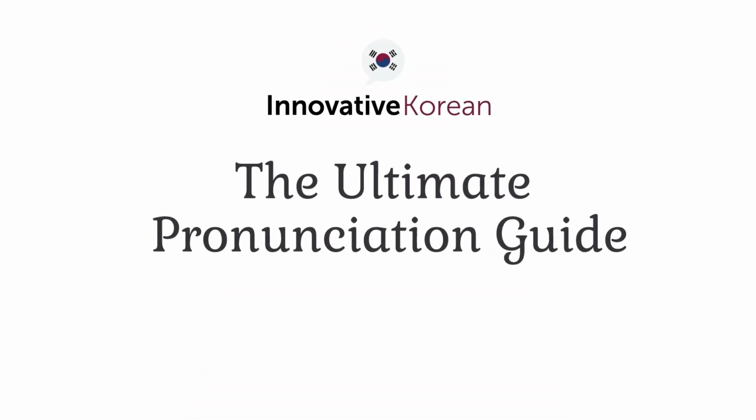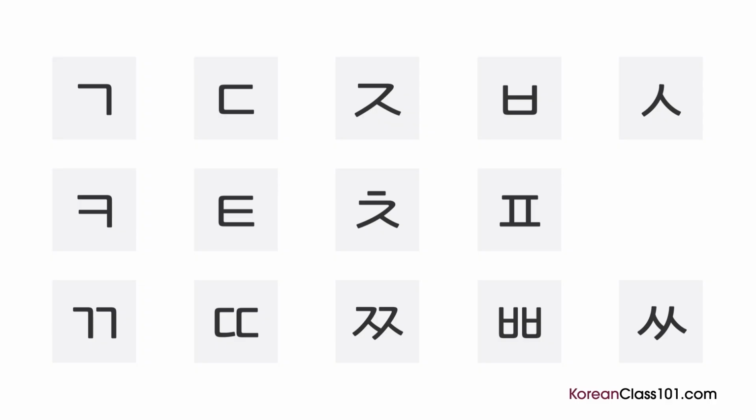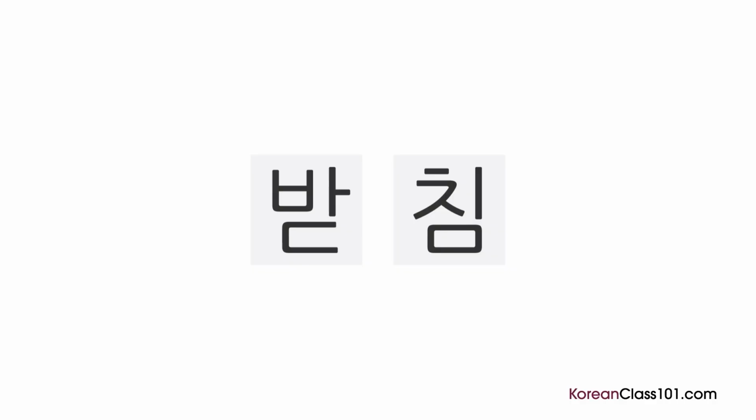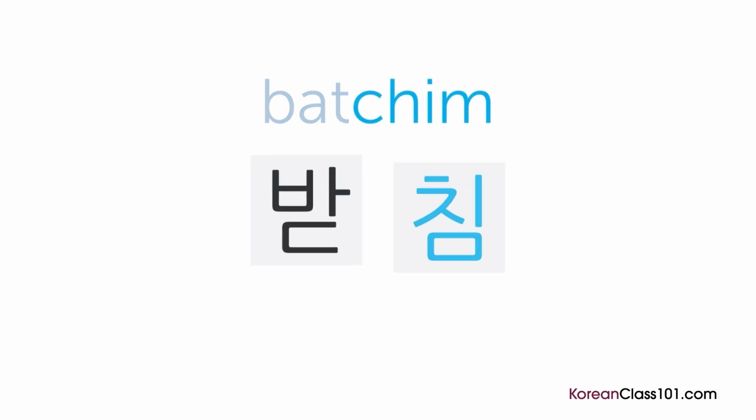Hi everyone! Welcome to the Ultimate Korean Pronunciation Guide. In this lesson, you'll learn how a consonant sound changes when it's placed on the bottom of a character. Have you heard what to call a consonant when it's in this position? The answer is 받침. These are the consonants placed at the Batchim position in this word.